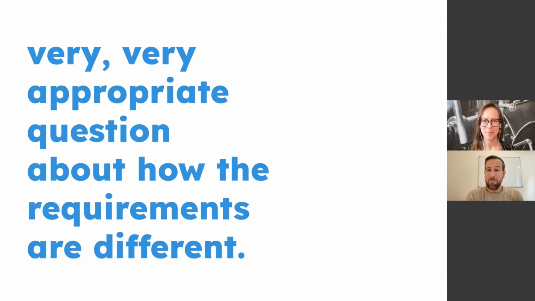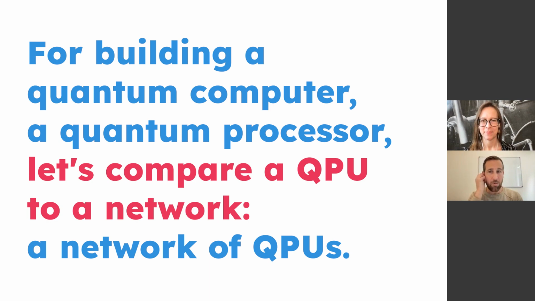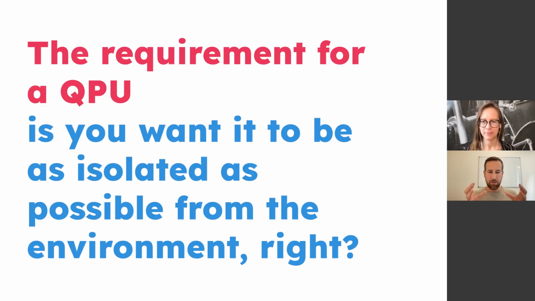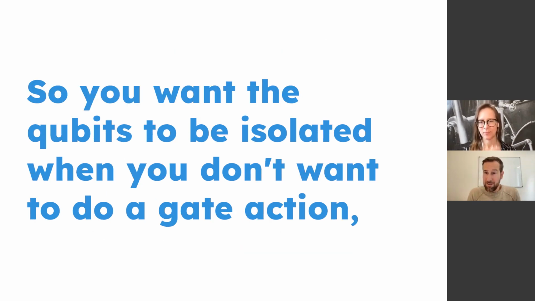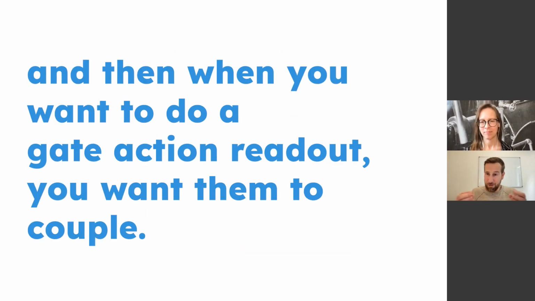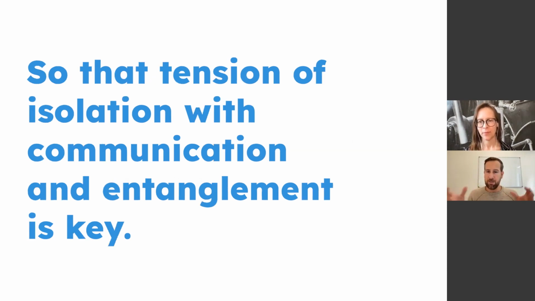Yes, very appropriate question about how the requirements are different. So for building a quantum computer, a quantum processor, let's compare a QPU to a network of QPUs. The requirement for a QPU is you want it to be as isolated as possible from the environment, right? You want the qubits to be isolated when you don't want to do a gate action, and then when you want to do a gate action or readout, you want them to couple. So that tension of isolation with communication and entanglement is key.